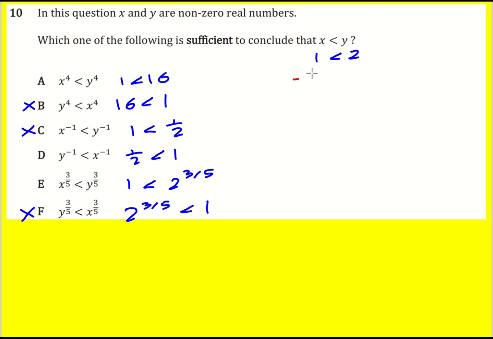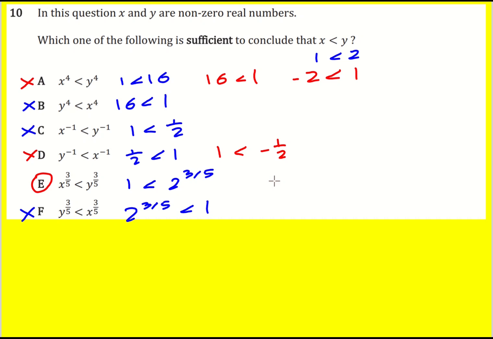So I'll go with minus 2 is less than 1. Because when I sub that in here, minus 2 to the 4 is going to be 16. I'm saying that 16 is less than 1. So, okay, that one is not guaranteed to be true. And then I've got that y to the minus 1 is less than x to the minus 1. That would be that 1 is less than minus a half, which is not true. So just from that, I can see the answer has to be E.